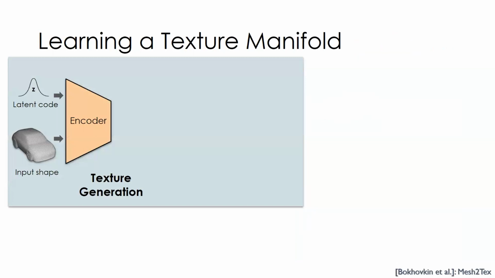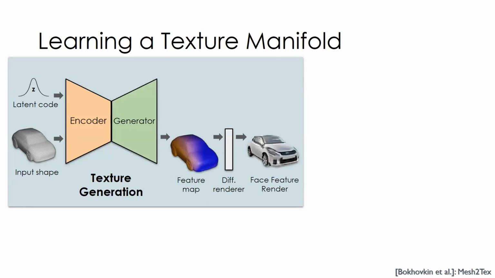So we start by learning the texture manifold first. As input, we are given the shape as a condition. This is being interpreted as a quad mesh, as well as the latent code that should represent the texture. And we have an encoder and decoder that then decodes onto the faces of the input shape.